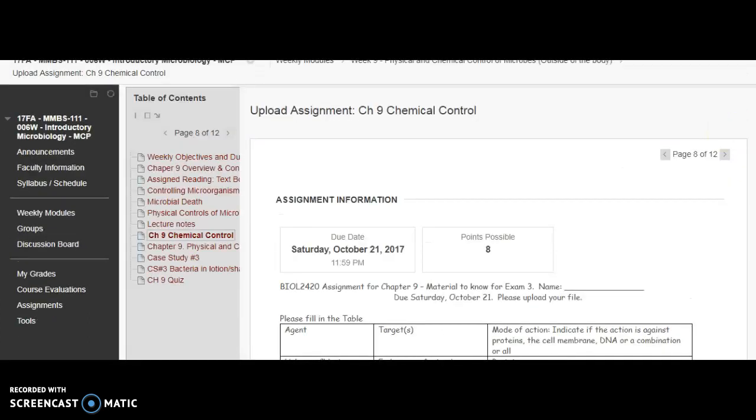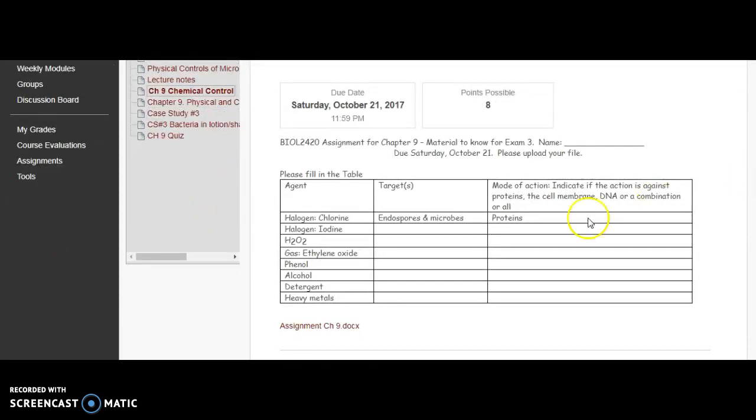All right, now here's this table that I was talking about, due Saturday. And what you have are some of the different chemical agents. All right, the halogens, chlorine, iodine, hydrogen peroxide, gas, specifically ethylene oxide, phenol, alcohol, detergents, and heavy metals. So this one here is just an example. Here you need to list the target. So chlorine targets endospores and all microbes.